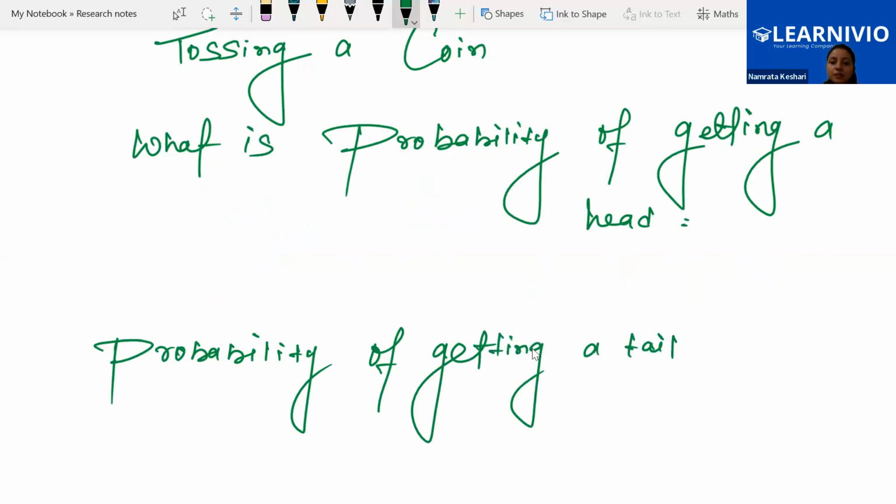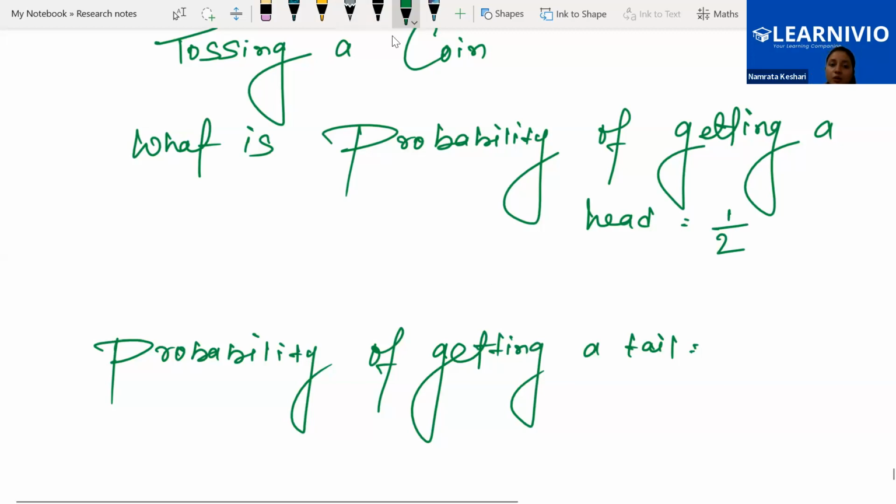Please tell me, if we are tossing just one coin, what is the probability of getting a head? Anyone? One by two. 1 by 2. Perfect. It will be 1 by 2.